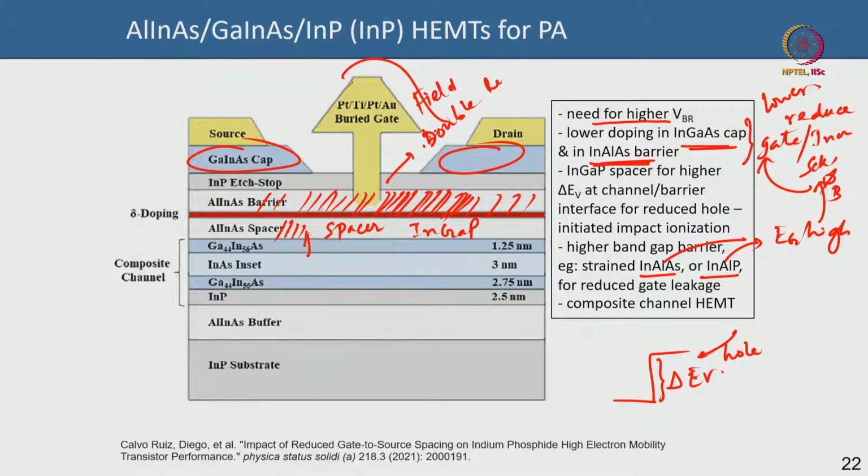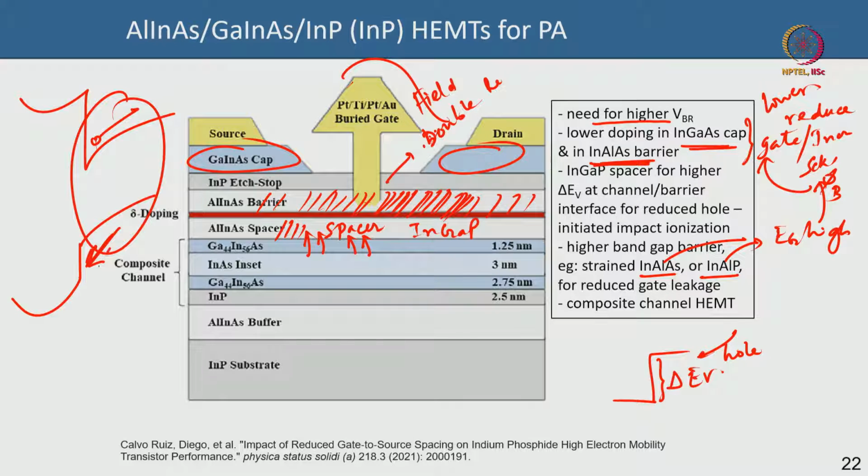Your channel should not trigger hole initiated avalanche because of a lower delta EV, valence band discontinuity at the channel and the spacer interface. Okay. So essentially what happens is that this is your, this thing, right. So there should not be impact ionization beginning here. The avalanche triggered by holes should be minimal. So this barrier delta EV should be large, and that is possible with indium gallium phosphide as a spacer. So those techniques can be done.